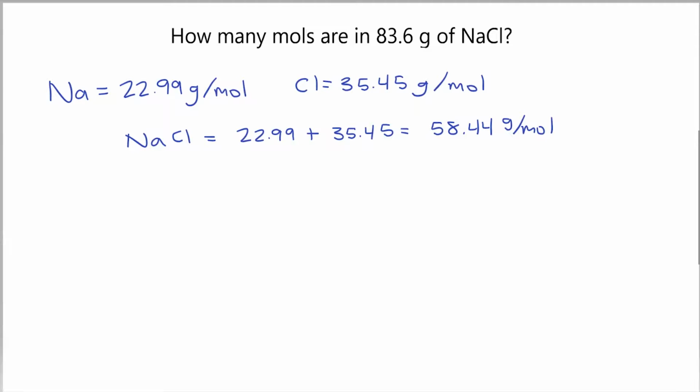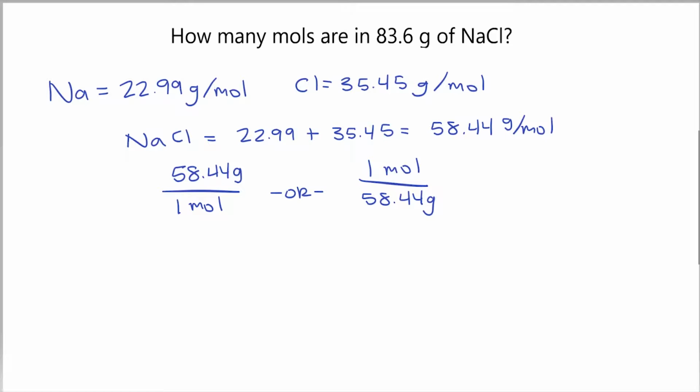We can visualize the molar mass as two different types of fractions. We can say that for every 58.44 grams, we have 1 mole. Or we can say that for every 1 mole, we have 58.44 grams. When we want to use one or the other, we need to pay attention on where we're starting in our problem and where we're going in our problem. In this case, we're starting with grams and converting to moles. Since we want to find what moles are, we're going to use this one on our right because it has moles on the top and grams on the bottom.